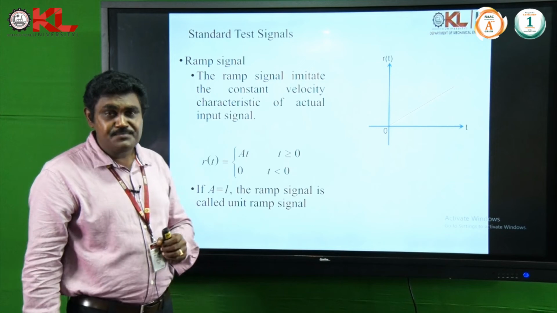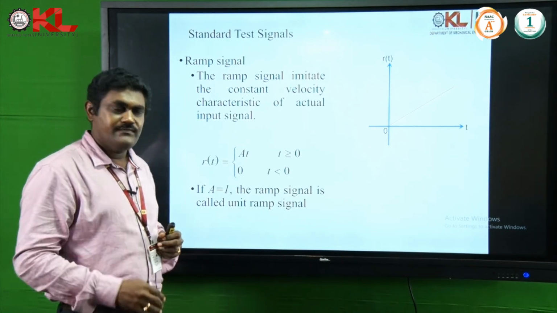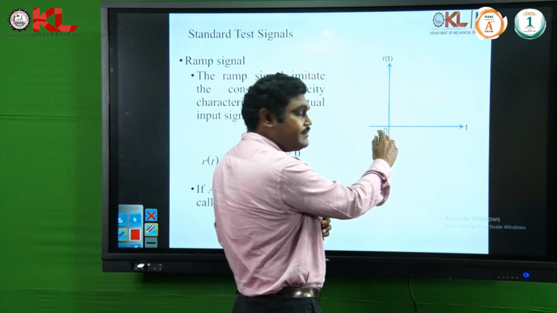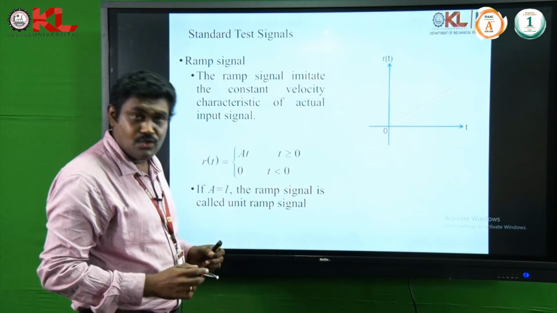Next, ramp signals. It does not increase suddenly, it increases gradually. If you see here, as the time increases, the magnitude of the signal also gradually increases.